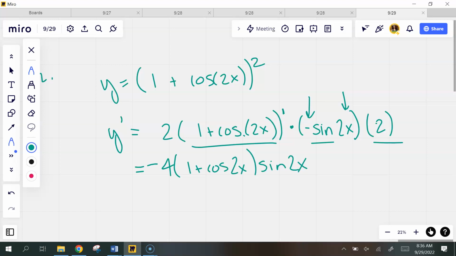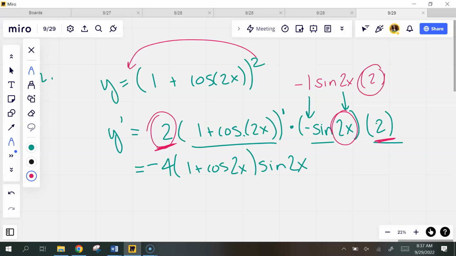What 2? No, that was positive, because that one is just the derivative of this. There was a 2 in front already from the power rule where I did this. Yes, the 2 on the end with the 2 in front. No, I really multiplied. This is like negative 1 sine 2x times 2. So I multiplied 2, negative 1, and 2. Yep.